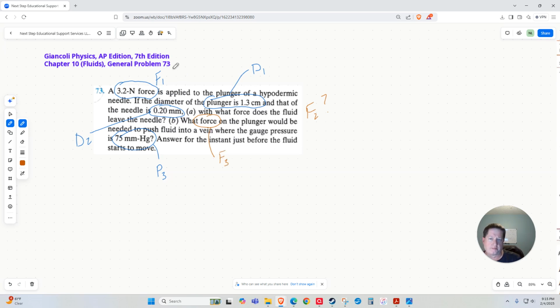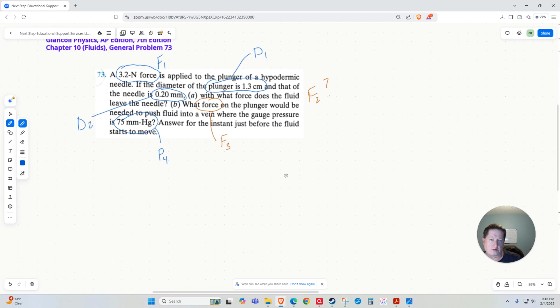So if we're using the plunger as 1, we'll use the plunger as 3, and then the needle is going to be 2 and 4, just to keep those even. So we just have two different scenarios here. We use these subscripts to keep them straight. We use subscripts 1 and 2 for the scenario in A, and subscripts 3 and 4 in scenario B.